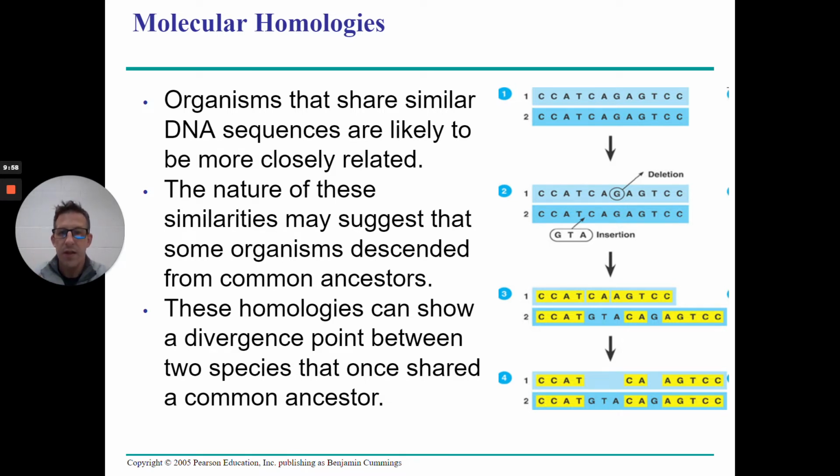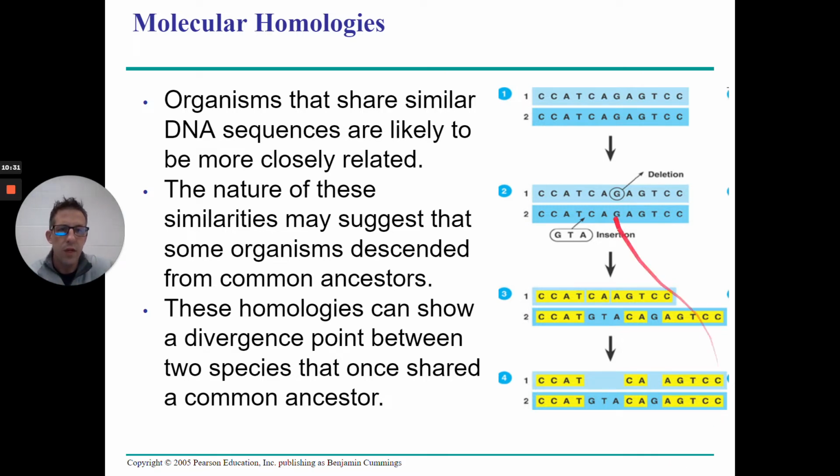at some point. So the nature of these similarities may suggest that organisms descended from common ancestors. And these homologies can show divergent points between two different species, to show where they started to diverge from one another on the family tree. When we get into chapter 25, we'll start to talk about phylogeny, which is the family trees of life, and those are really pretty interesting to put together. And they can put together family trees based on DNA similarities.